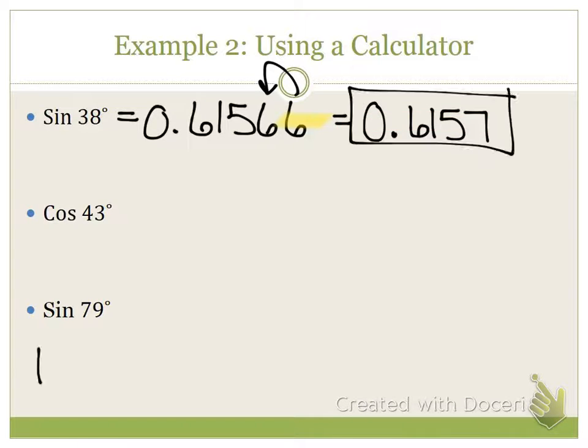Okay, so now I want you to find the cosine, sine, and tangent of those 3 values. So go ahead and finish the rest of the slide. So what's cosine of 43?